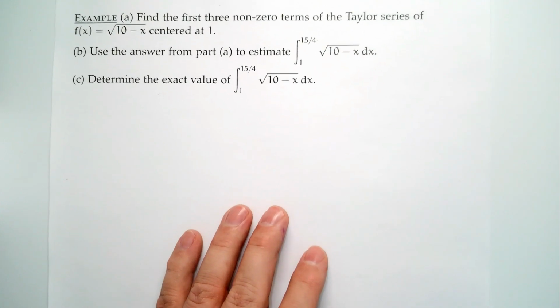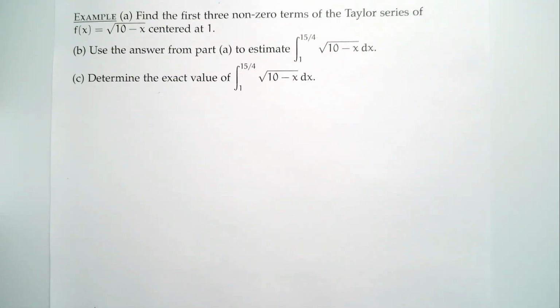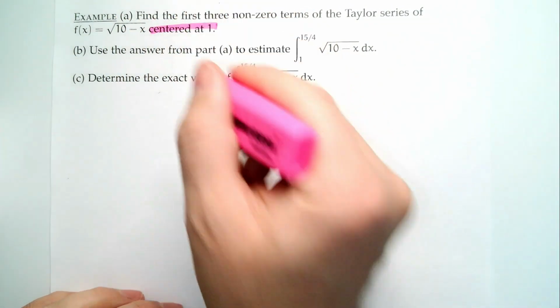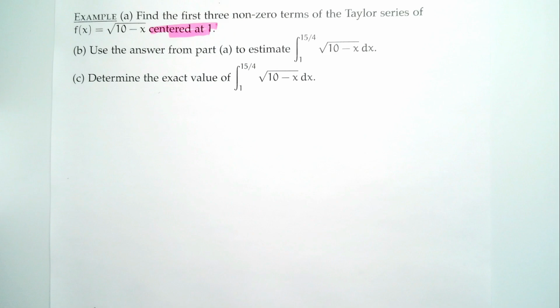So, find the first three non-zero terms of the Taylor series for f of x equals the square root of 10 minus x centered at 1. Now, we've got to be careful here because you'll notice something's a little different. We're not centered at 0, we're centered at 1. Now what does that mean?